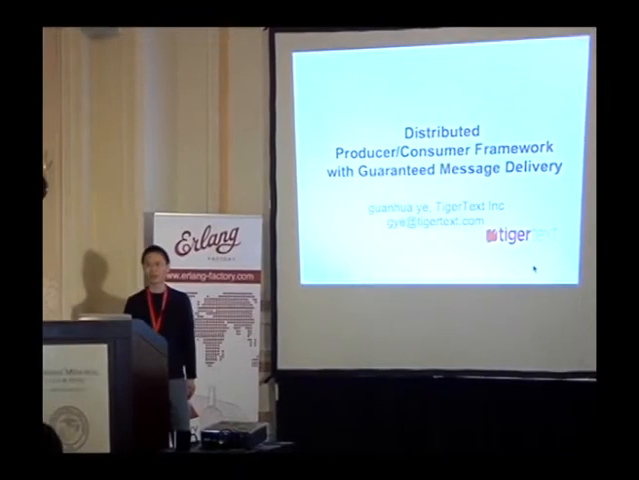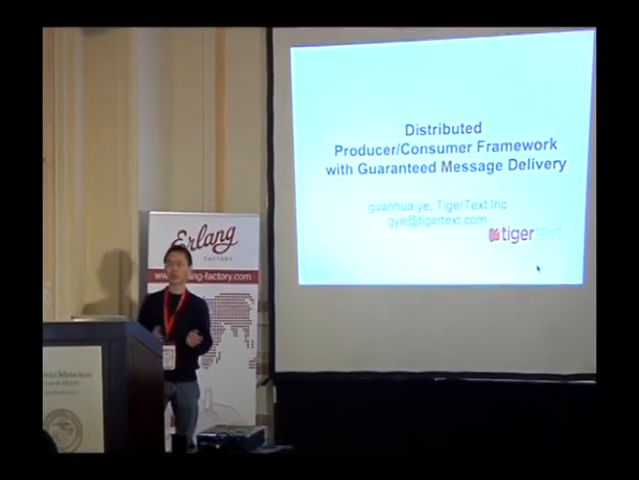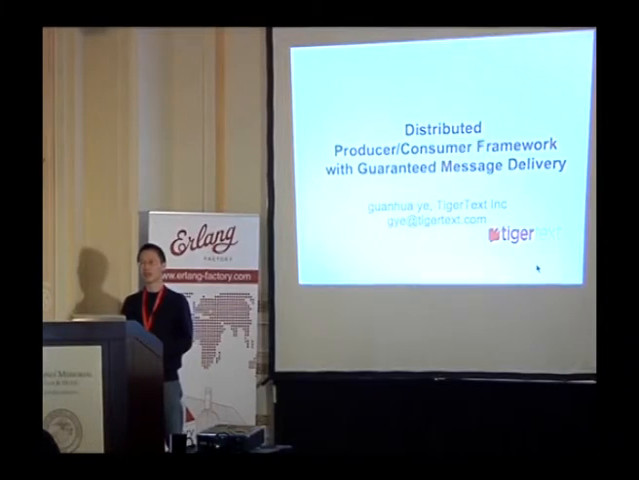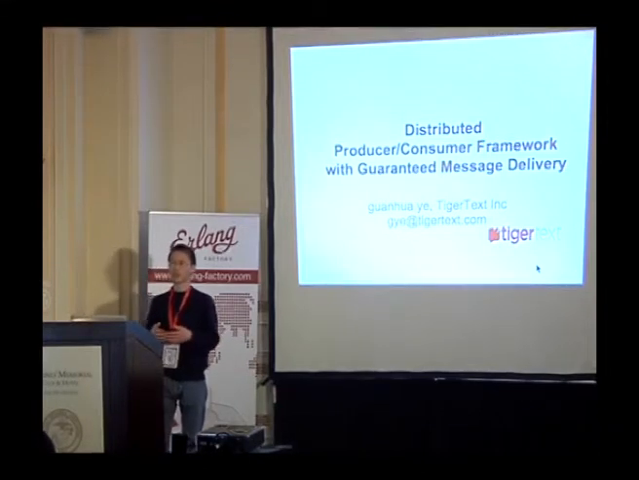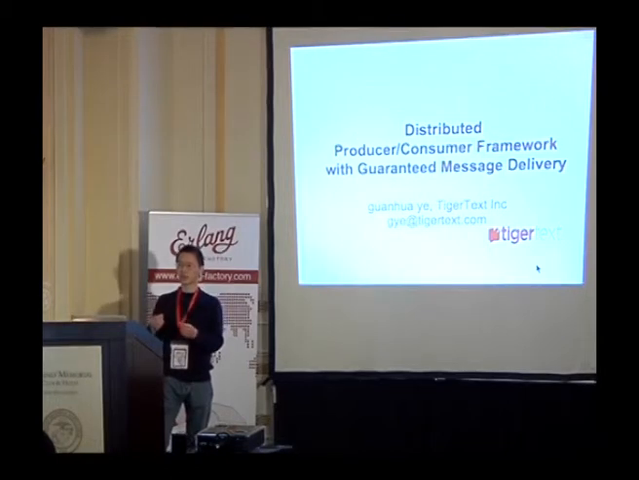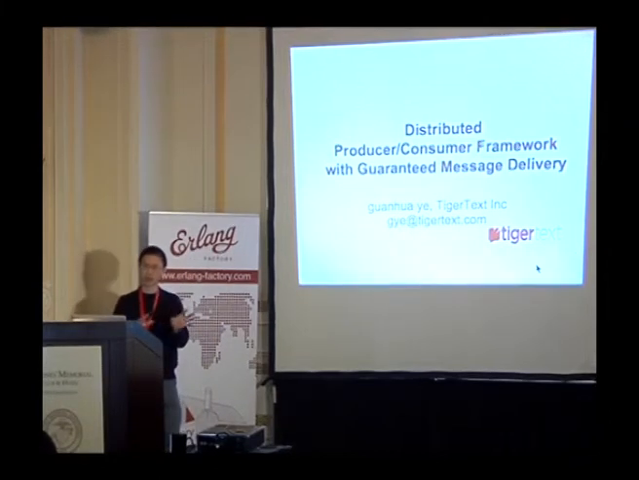So today I'm going to talk about a distributed framework for producer and consumer that guarantees message delivery. Conceptually, here a producer is just something that is capable of generating events, or a sender that sends a message. And a consumer is just something that's a target of the message, or a receiver of your message. So conceptually, it's just a sender and a receiver.